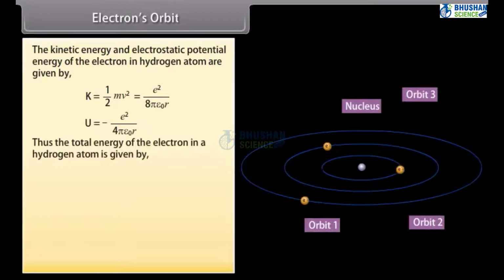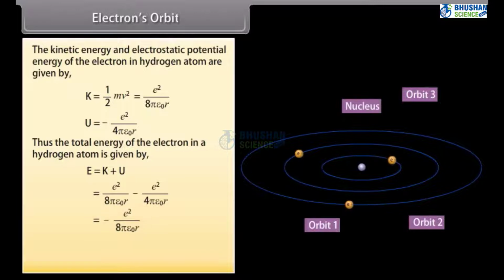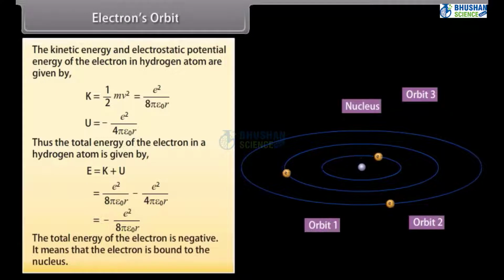Thus, the total energy of the electron in a hydrogen atom is given by E = K + U, which is equal to −e²/(8πε₀r). The total energy of the electron is negative. It means that the electron is bound to the nucleus.